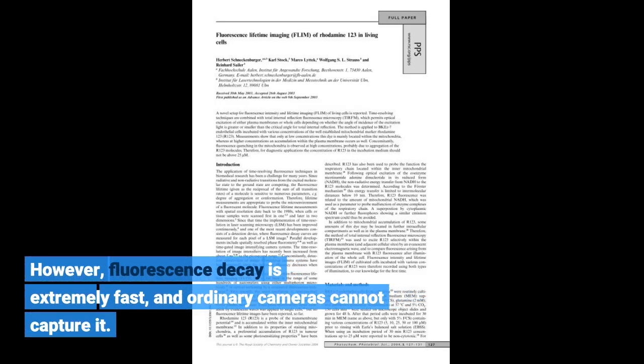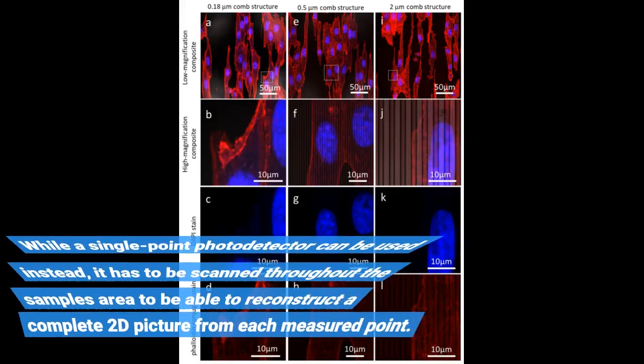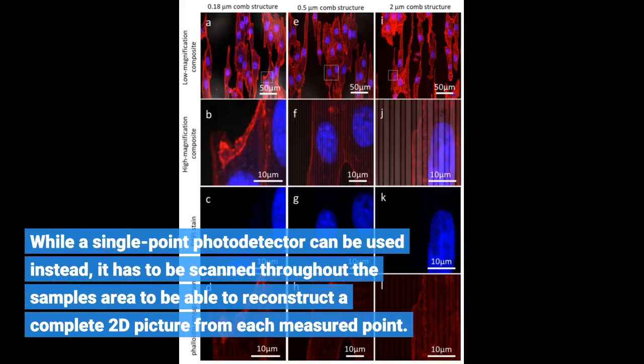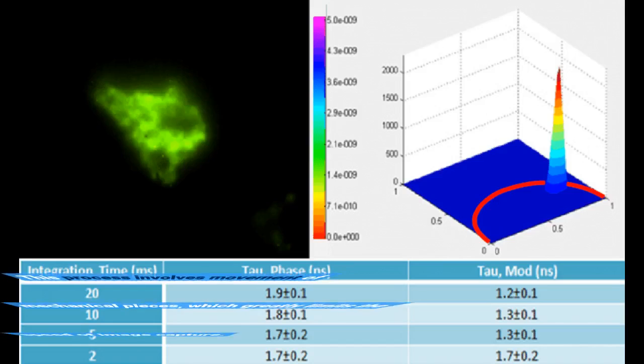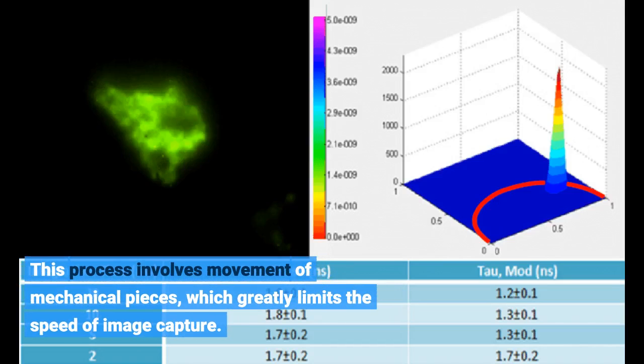However, fluorescence decay is extremely fast, and ordinary cameras cannot capture it. While a single-point photodetector can be used instead, it has to be scanned throughout the sample's area to be able to reconstruct a complete 2D picture from each measured point. This process involves movement of mechanical pieces, which greatly limits the speed of image capture.